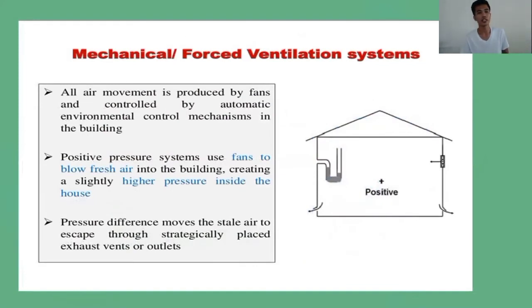Mechanical or forced ventilation systems. All air movement is produced by fans and controlled by automatic environmental control mechanisms in the building. Positive pressure systems use fans to blow fresh air into the building, creating a slightly higher pressure inside the house. Pressure difference moves the stale air to escape through strategically placed exhaust vents or outlets.